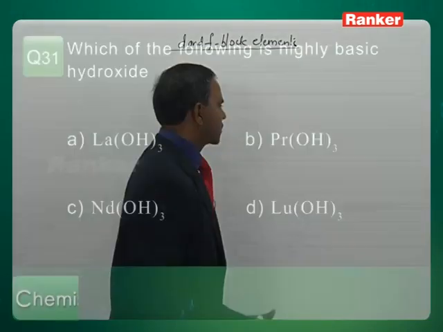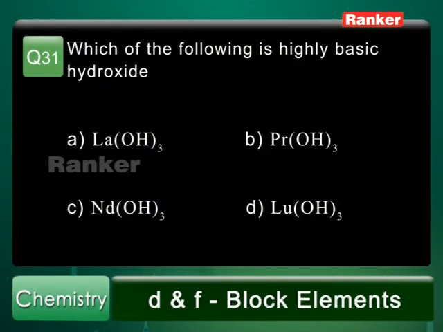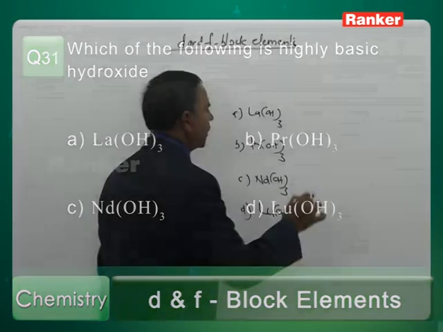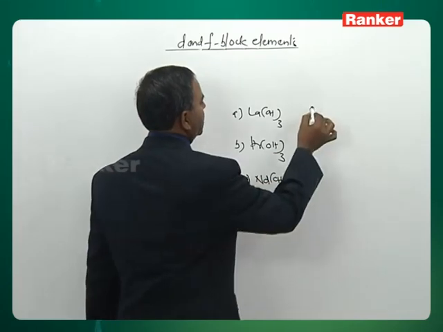Now you see the options. Option A is lanthanum hydroxide. Lanthanum is actually very big. Lanthanum hydroxide is given, La(OH)3. Second option, praseodymium, Pr(OH)3. Next, neodymium, Nd(OH)3. The last one, lutetium hydroxide. Among these, lanthanum is very big in size.